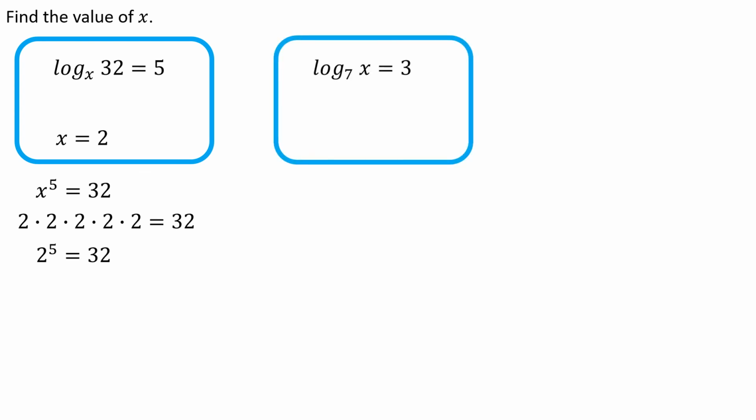Log base 7 of x equals 3. Again, we're on easy street with this type because you know the base has to be 7. You know the exponent is 3. All I need to figure out is what is 7 times 7 times 7. 343.